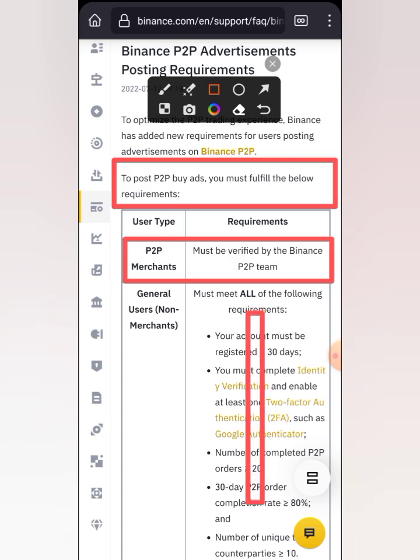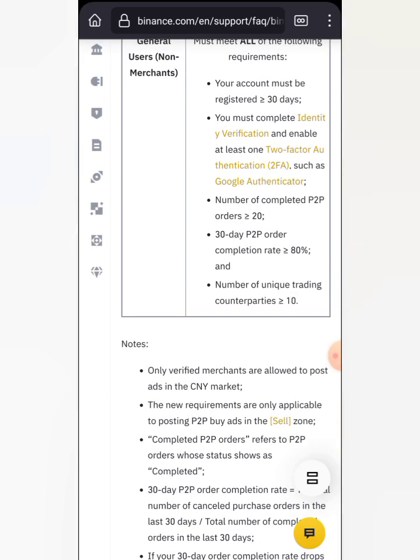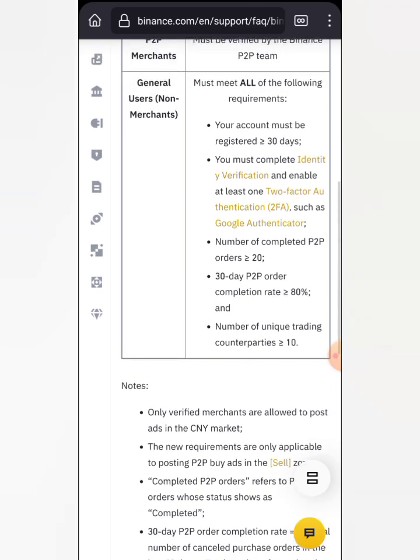Then the next one is that, look at it here, you must have completed more than 20 orders. That means you must have traded more than 20 times in the P2P session. So you trade 1, 2, 3 till 20 and above, and I'm going to show you how you can get this. It's not difficult. I did my own. I used 5,000 naira to achieve it. But now, because Binance doesn't accept $1 again, you can use just 10,000 naira and get it achieved in a day.